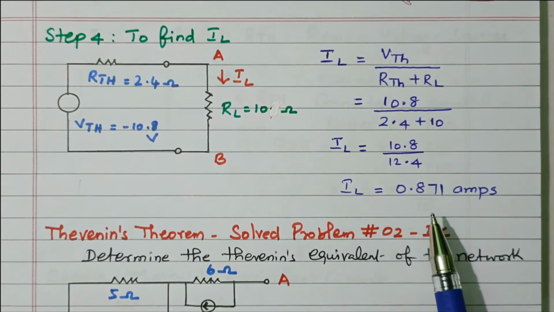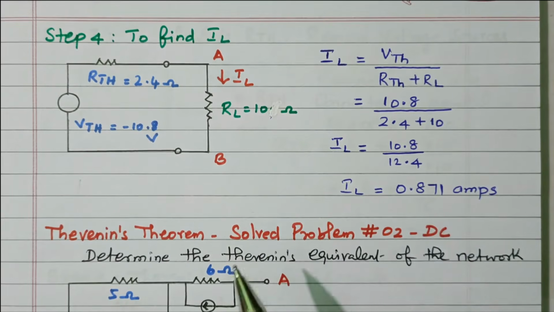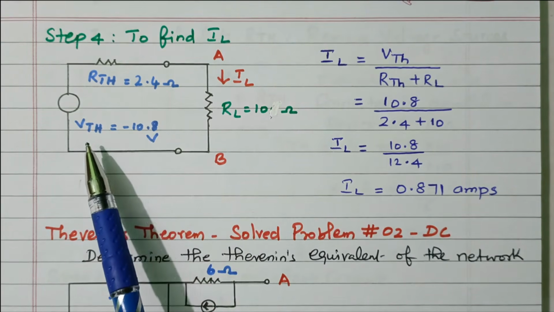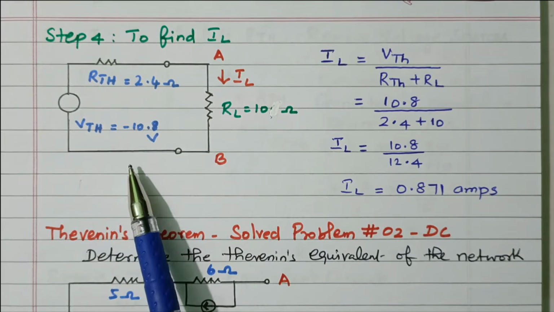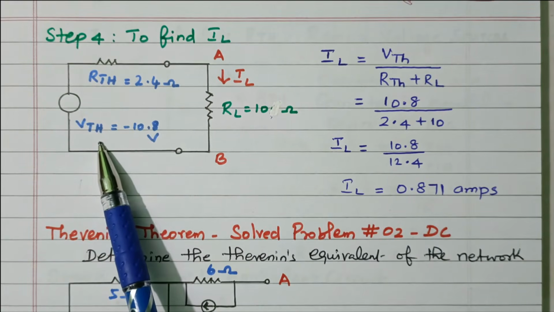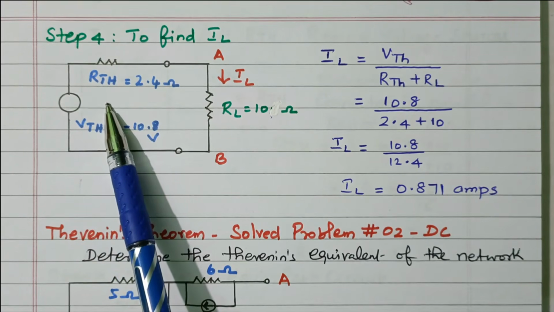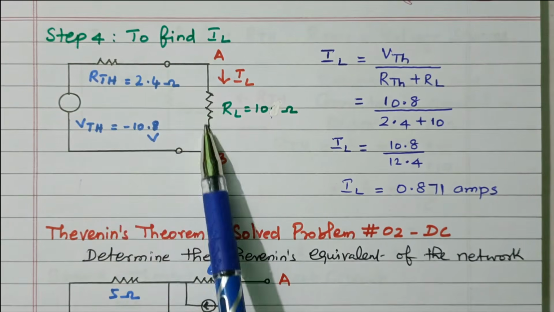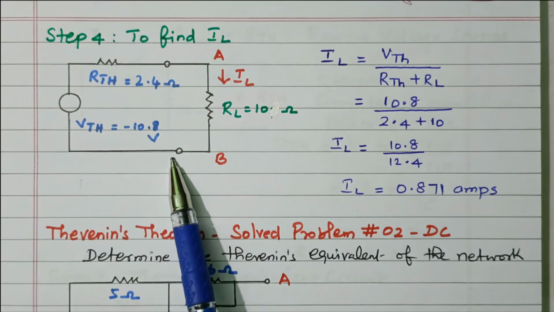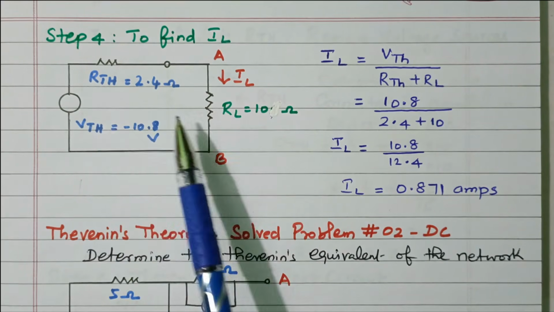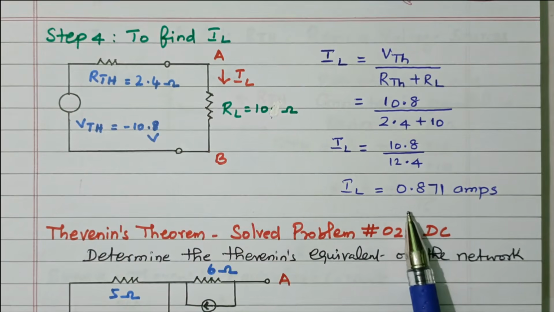So in this problem we discussed finding the load current using Thevenin theorem. The Thevenin theorem says the complicated circuit is converted into V Thevenin in series with R Thevenin. V Thevenin is the open circuit voltage across AB. R Thevenin is the resistance across AB by removing all voltage sources. After drawing this equivalent circuit, the circuit is very simplified. Easily we can calculate IL, that is nothing but V Thevenin divided by RL plus R Thevenin. So we calculated the value 0.871 ampere.